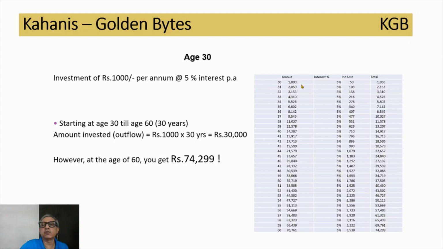So at the age of 30, you put in 1,000 rupees, 5%. Here there's 50. At the end of the year, you have 1,000 plus 50 rupees as interest. It becomes 1,050. Year 2, just like the previous case, 1,050 plus 1,000, 5% interest, 103, 2,153. Year 3 again, 2,153 plus 1,000 rupees is 3,153. Gets an interest of 5%, becomes 158. It becomes 3,310. So likewise, you do it till the age of 60, and this becomes 74,299. I've just put tables for quick reference. I'm sure if you want, you can do the calculation separately.